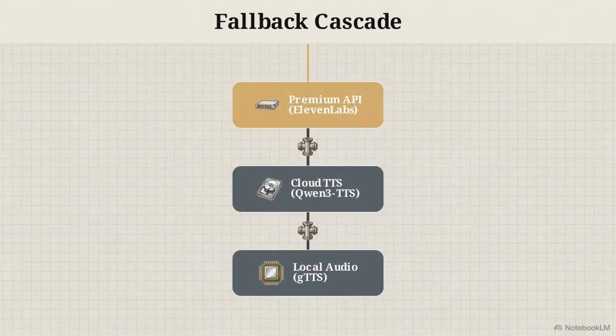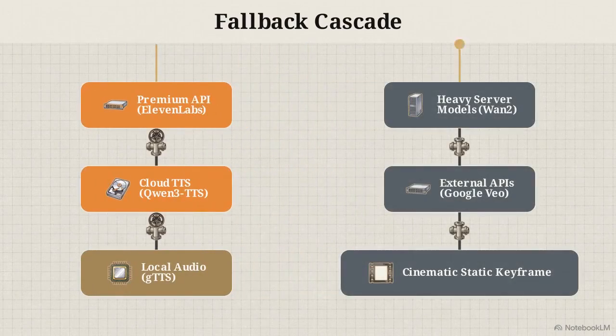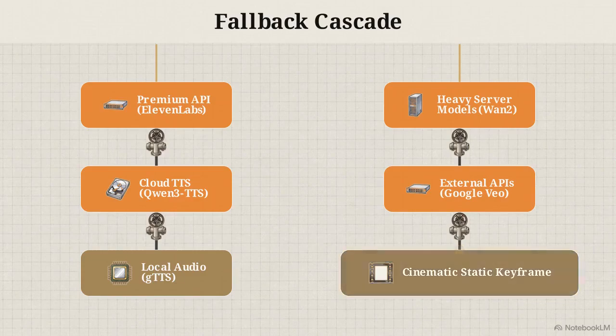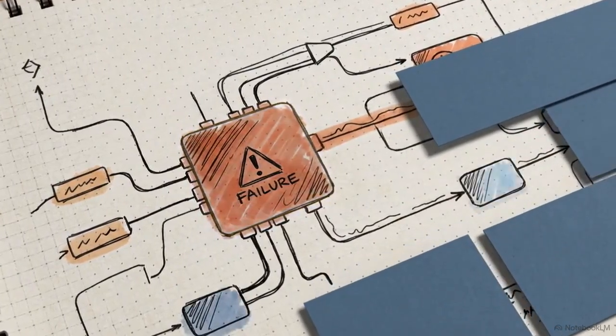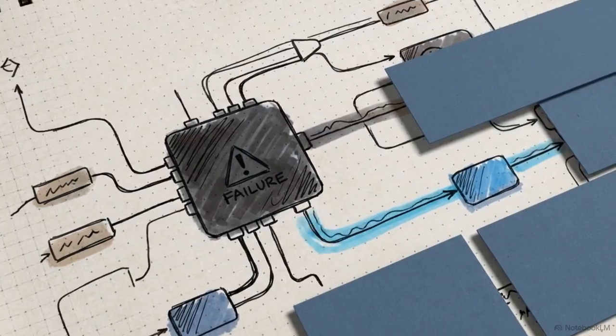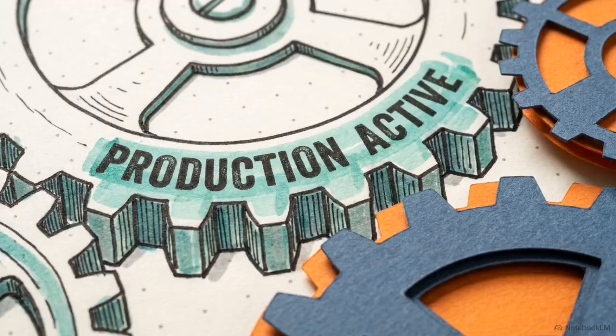The system attempts a premium cloud API. If it fails, a valve cascades the request to a secondary cloud text-to-speech model. If connections drop, it falls back to a local audio engine. A parallel track handles video. The system runs heavy server models, gracefully stepping down to external APIs if exhausted. Finally, it relies on a free pipeline generating a cinematic static keyframe. This multi-tiered structure redefines how the engine operates. True system autonomy does not require possessing infinite financial resources or unlimited cloud access. It relies entirely on engineering a fail-safe degradation pipeline so that story production literally never stops.